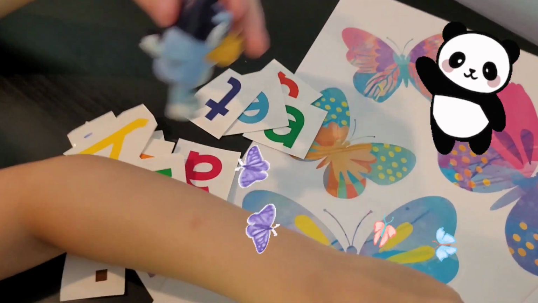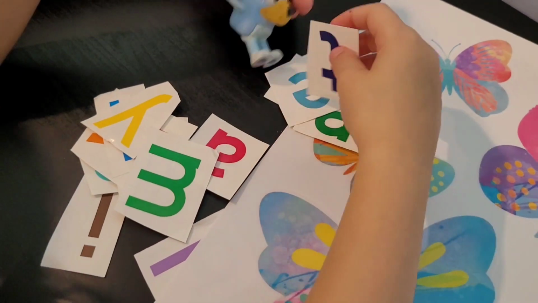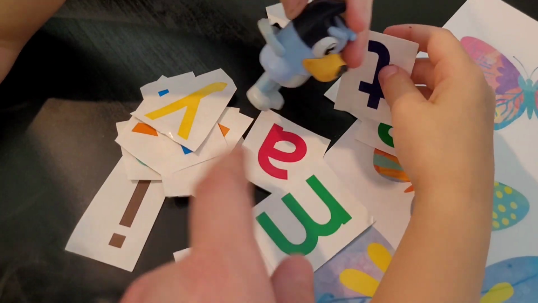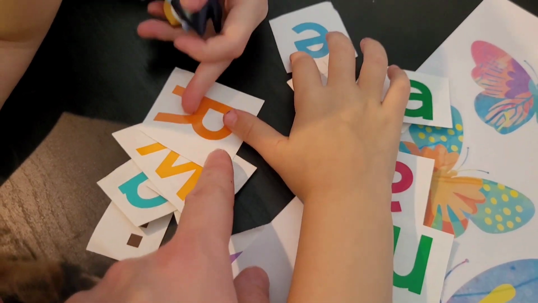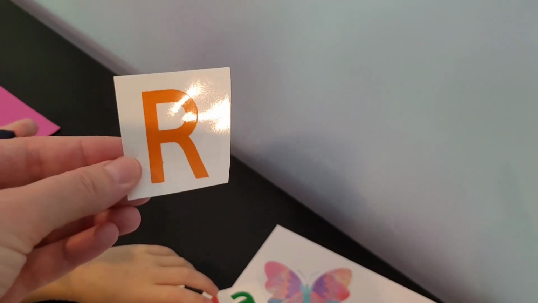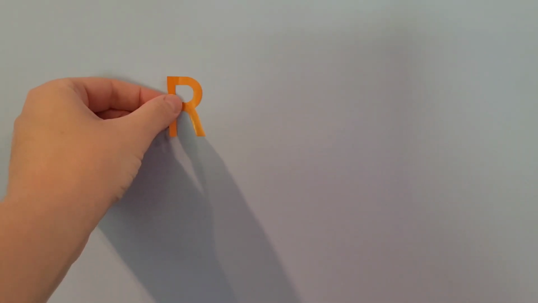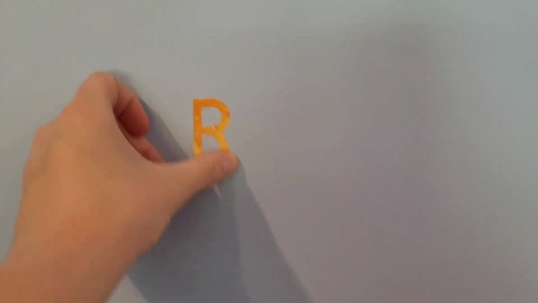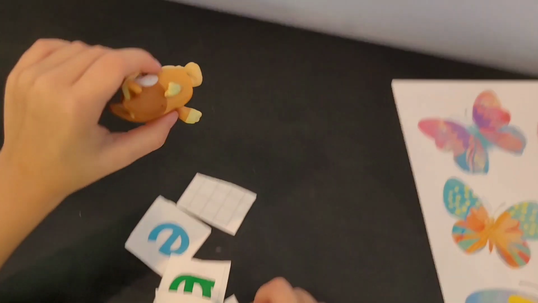Can someone find the letter R? We need the letter R. Let's see. I found it. Where is it? Oh, right here. I knew it. Okay, so let's get the letter R up there. We have an orange letter R. So we are gonna put the orange R up on the wall here. R for Rainbow Playtime.